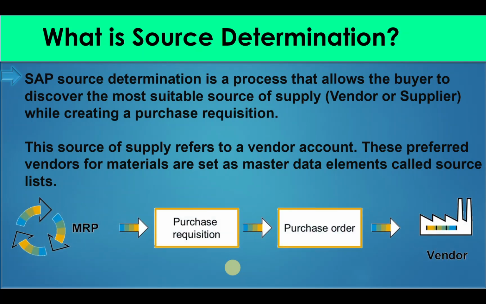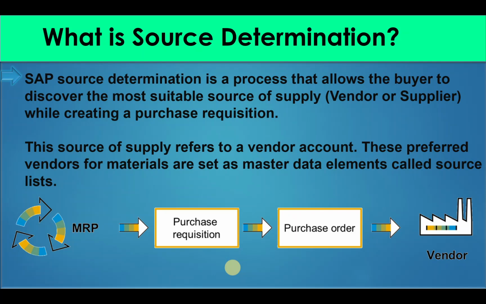So why are we doing all this? Let's say if your organization is small, then you may remember vendors and all those. But let's say your organization is big, you are dealing with a huge number of procurement proposals, then it's better to have source determination automatically, and you won't keep creating the purchase requisition manually.